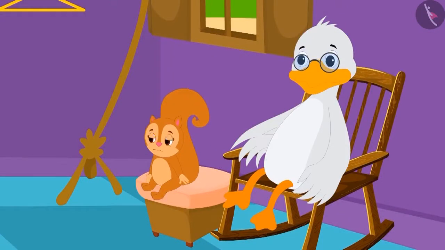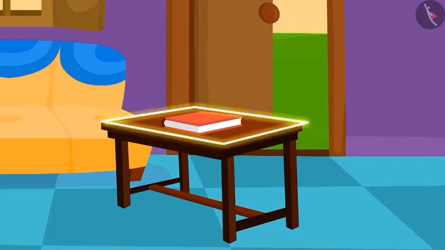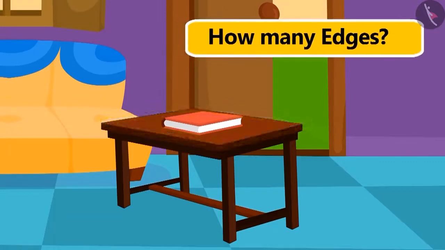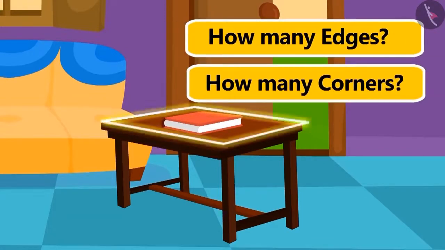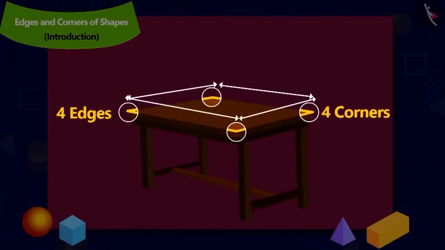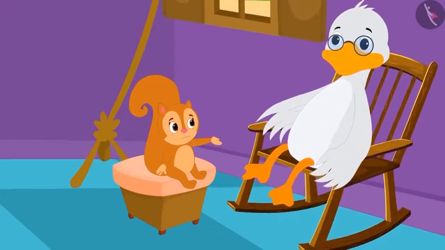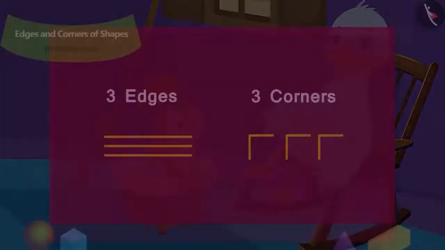Uncle asks Chanda how many edges and corners are there on this rectangular table? Children, do you know the answer? Yes, 4 edges and 4 corners. Then Chanda told Uncle that she is looking for an object that has 3 edges and 3 corners.